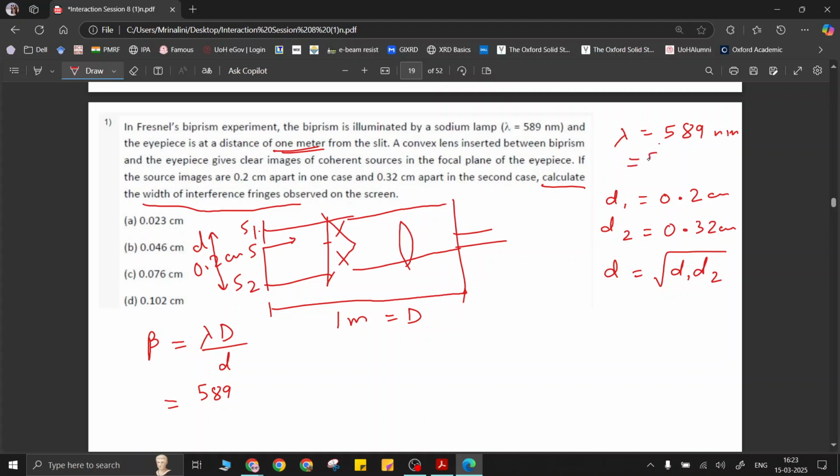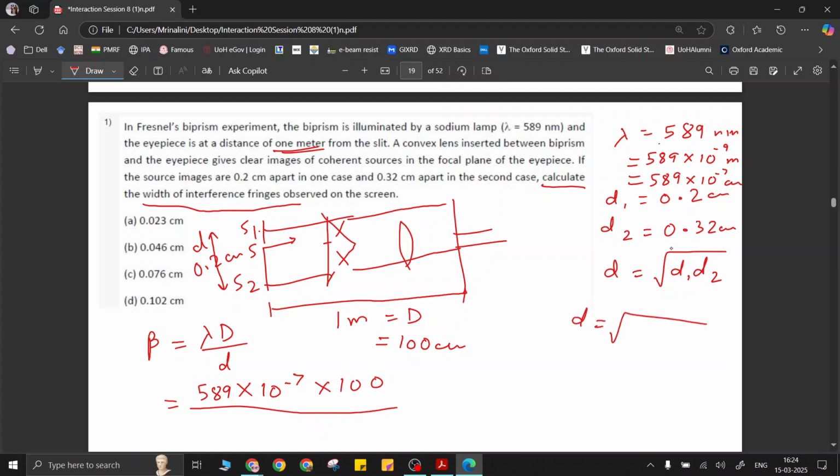Nanometer means 589 times 10 to the power minus 9 meters. To put this in centimeter, it will be 589 times 10 to the power minus 7 centimeter, because 1 meter has 100 centimeter. So 589 times 10 to the power minus 7, multiplied by the distance, which is 1 meter, again in centimeter it will be 100 centimeter. This will be divided by the small d, which I said will be root of d1 times d2. Let's calculate this square root of d1 d2.